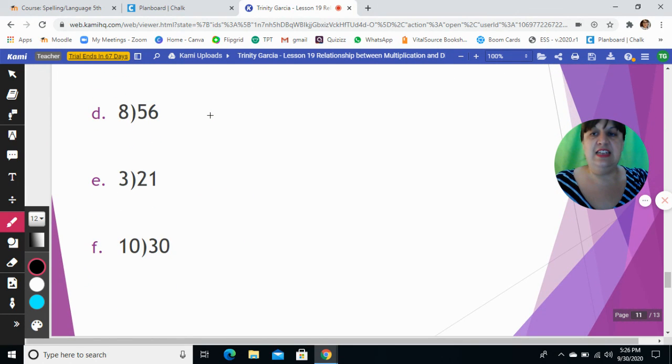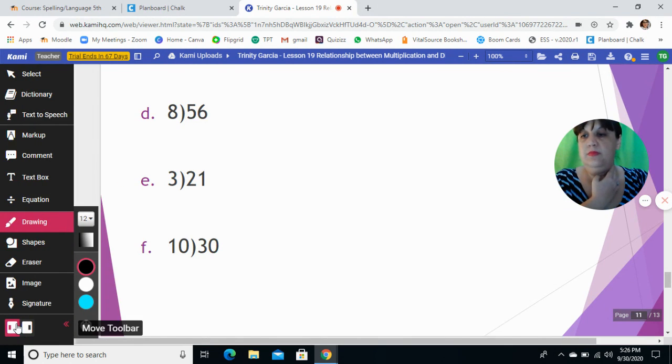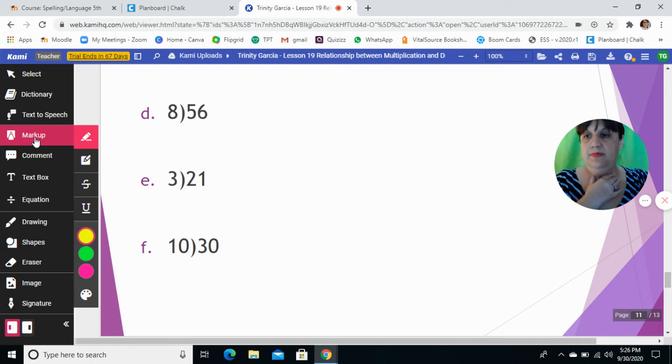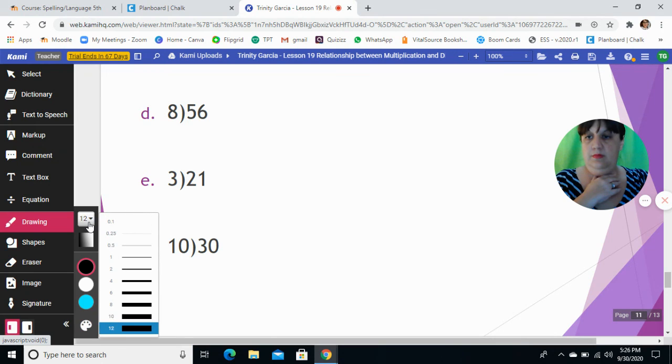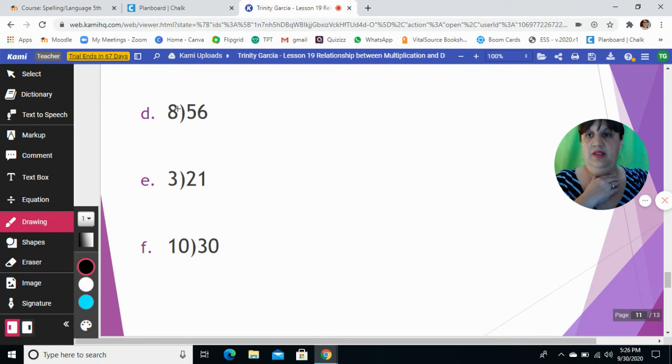Here's D, E, and F. It's more of the same. Okay, so let's add the lines up here for you. Here's our division box. Okay, 8 goes into 56 how many times? 3 goes into 21 how many times? And 10 goes into 30 how many times? All right, remember you can always do the multiplication to help you find the division.